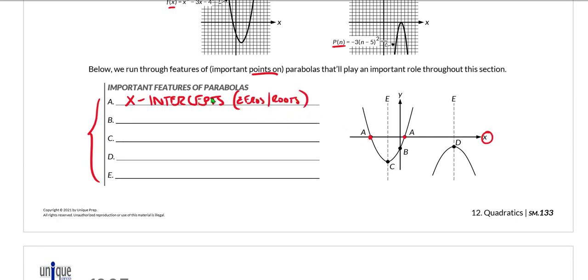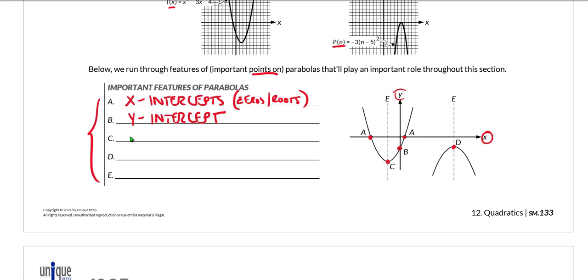Again, we will be talking in a lot of detail about the relationship between intercepts and zeros and roots later on in this section. Point B, of course, is where the parabola hits the y-axis. So B is known as the y-intercept. Points C and D are both what are called vertices, or singular, vertex. Each of those is a vertex.